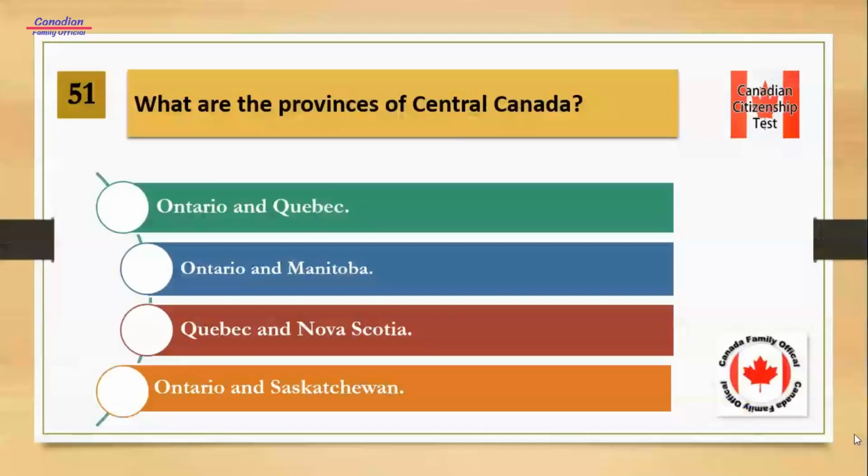What are the provinces of Central Canada? Number 1 Ontario and Quebec. Number 2 Ontario and Manitoba. Number 3 Quebec and Nova Scotia. Number 4 Ontario and Saskatchewan. And the answer is Ontario and Quebec.